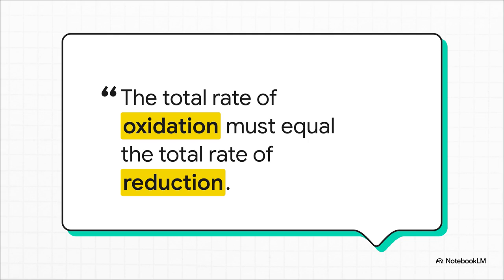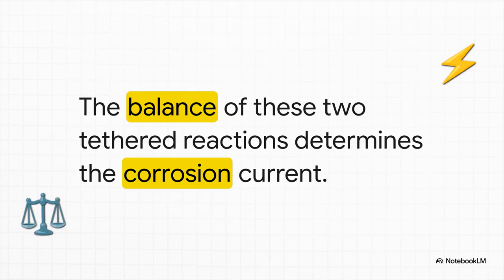Because the electrons freed up by the anodic oxidation are the exact same electrons being consumed by the cathodic reduction, these two tethered reactions absolutely have to proceed at the exact same time. And not only at the same time, but they must proceed at the exact same rate. This required mass and charge balance is absolutely vital to wrap our heads around. It essentially means that the rate at which the environment can consume electrons at the cathode perfectly dictates how fast your metal is dissolving over at the anode.